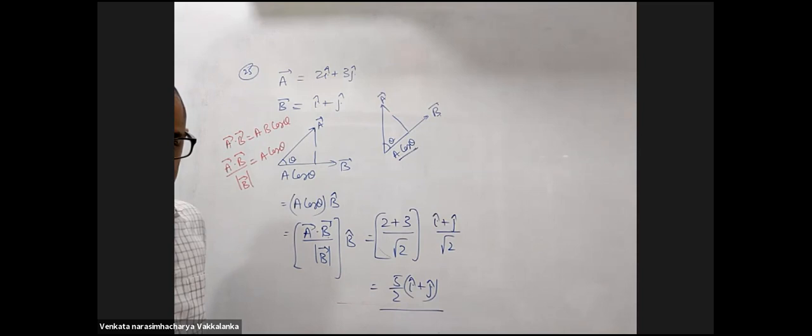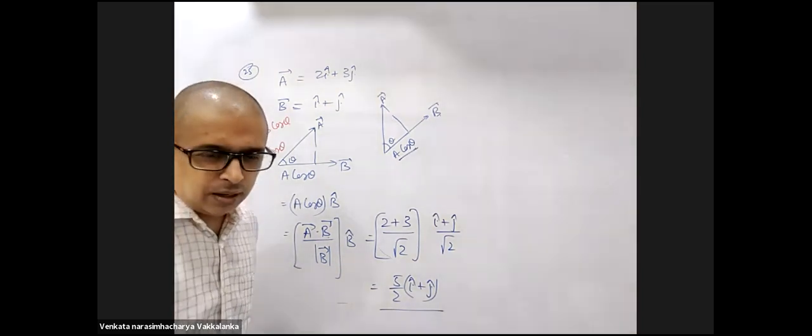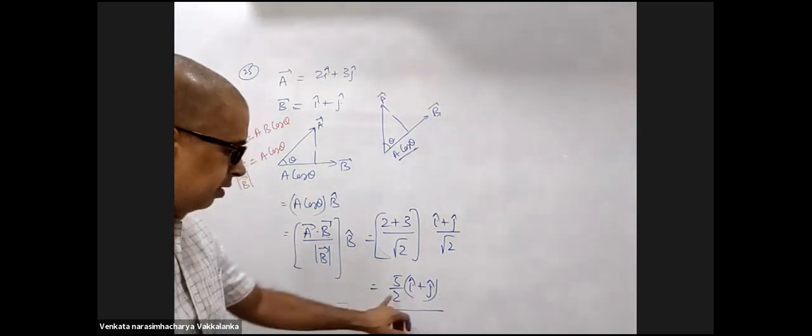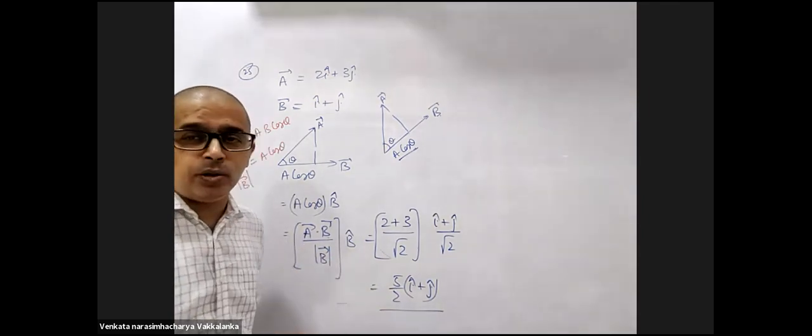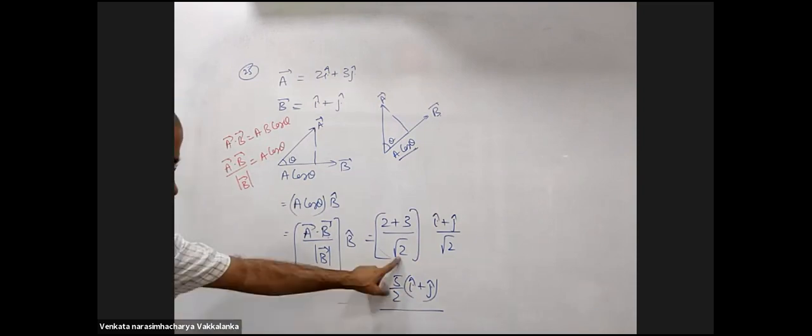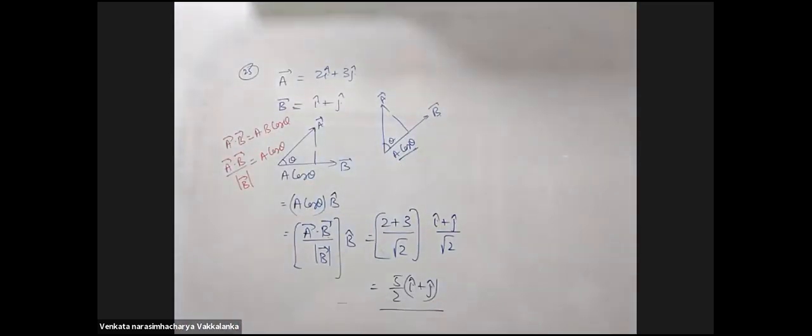In the options, they have given 5 upon root 2 into i cap plus j cap. That's a mistake. That root 2 needs to be rectified. Root 2 into root 2 will become 2. One more problem in this category.